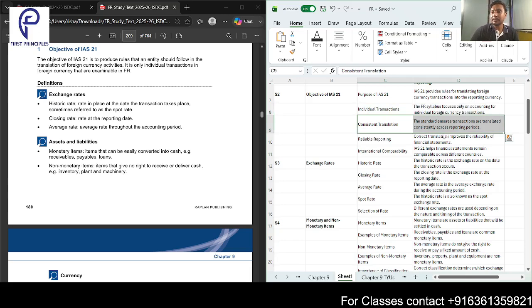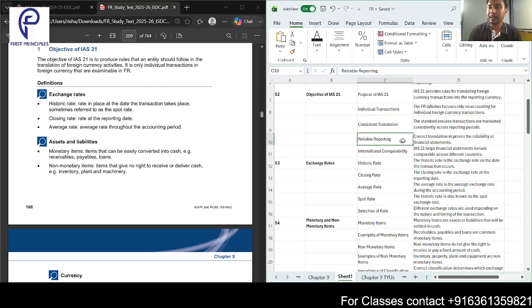It ensures that the transactions are translated consistently across reporting periods. So every year that Arpita pays me £10, I use the same set of rules to do the translation. I cannot keep a different kind of treatment in 2025, different in 2026, different in 2027, different in 2028. That doesn't really work out. And that is the objective, to ensure there's a consistent translation process.